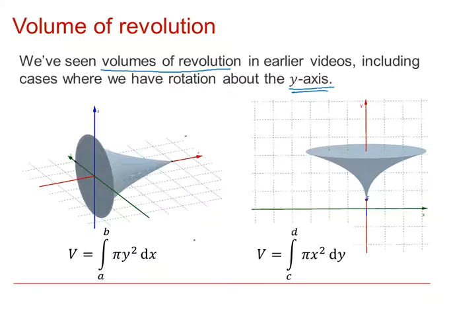In the previous video we looked at a rotation about the x-axis and the formula is given, but this time we're going to spin the curve all the way around the y-axis using this formula. Notice the interchange of y with x, and the limits are now y coordinates, so we're going from C up to D.